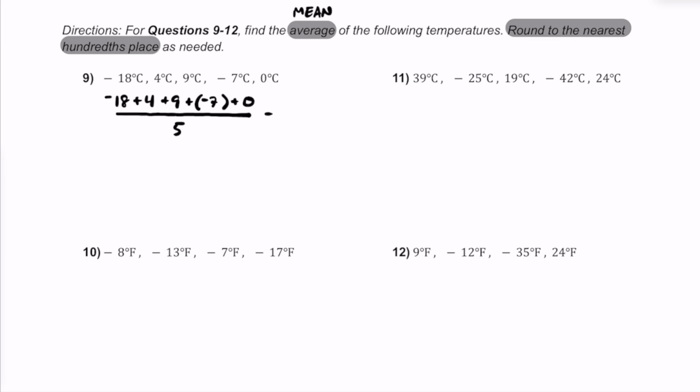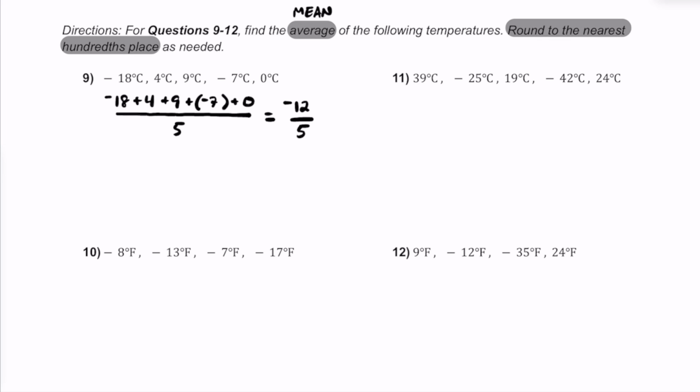So what we're going to go ahead and do here is, let's add these together. So negative 18 plus 4 is going to be negative 14, right? Now negative 14 plus 9 is going to end up being negative 5. Negative 5 plus negative 7 is going to be negative 12. And negative 12 plus 0 is still going to be negative 12. So the sum of all the temperatures here is negative 12, but we have to split that evenly amongst these 5 different values here, right?